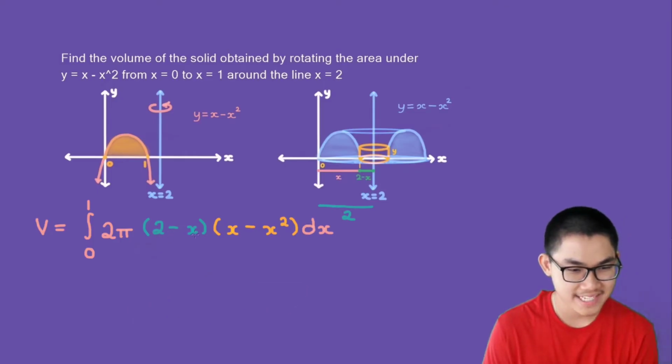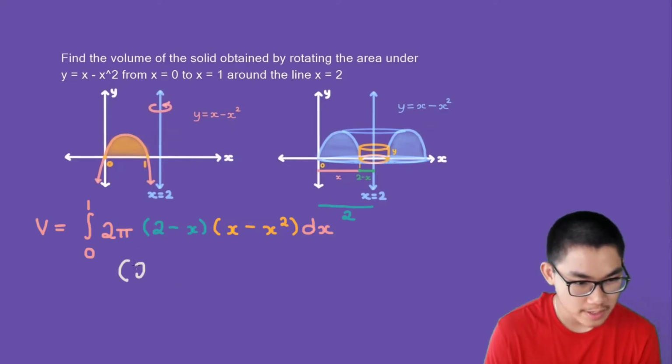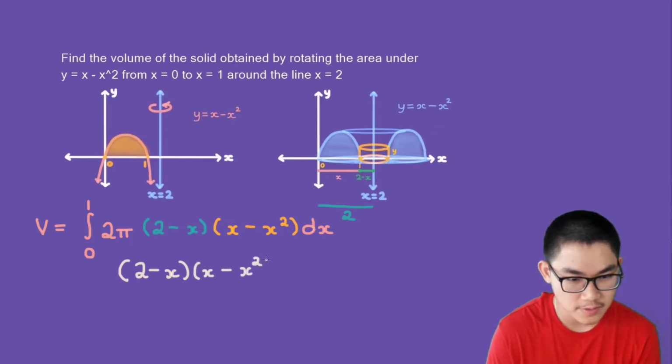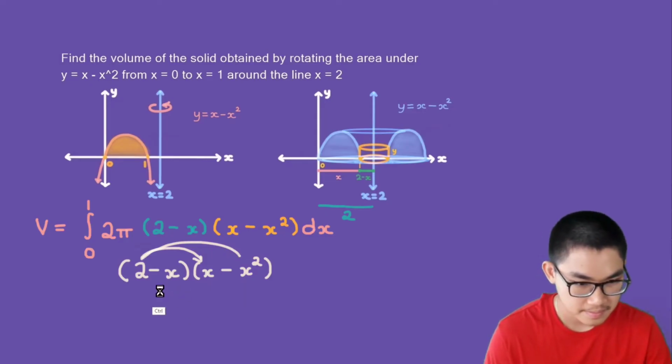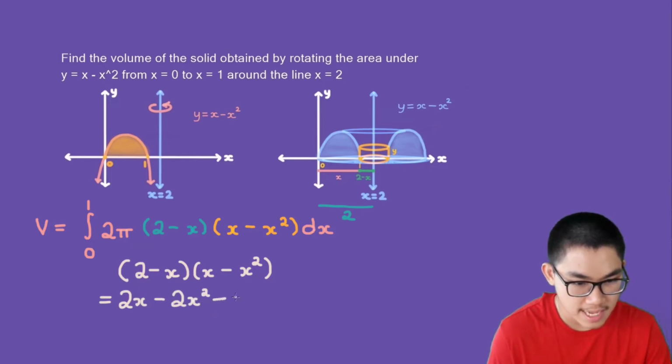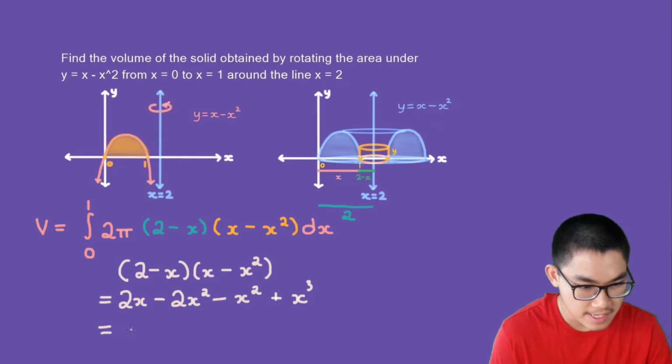What is 2 minus x times x minus x to the power of 2? Well, let's find that first. So we got 2 minus x times x minus x to the power of 2. So we're going to take this multiplied by this, then take this multiplied by this, and then the same thing for our second term. This will be equal to 2x minus 2x to the power of 2 minus x squared plus x to the power of 3. This is simply x to the power of 3 minus 3 times x to the power of 2 plus 2x.